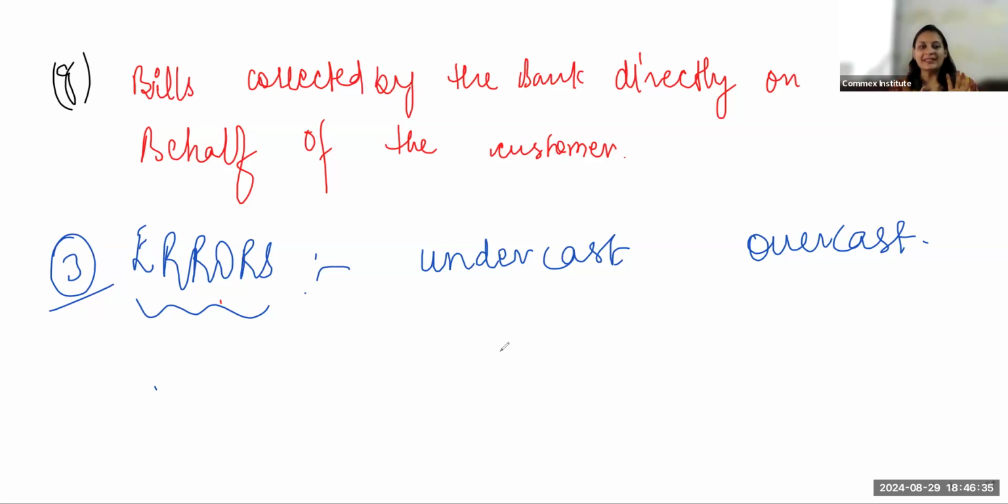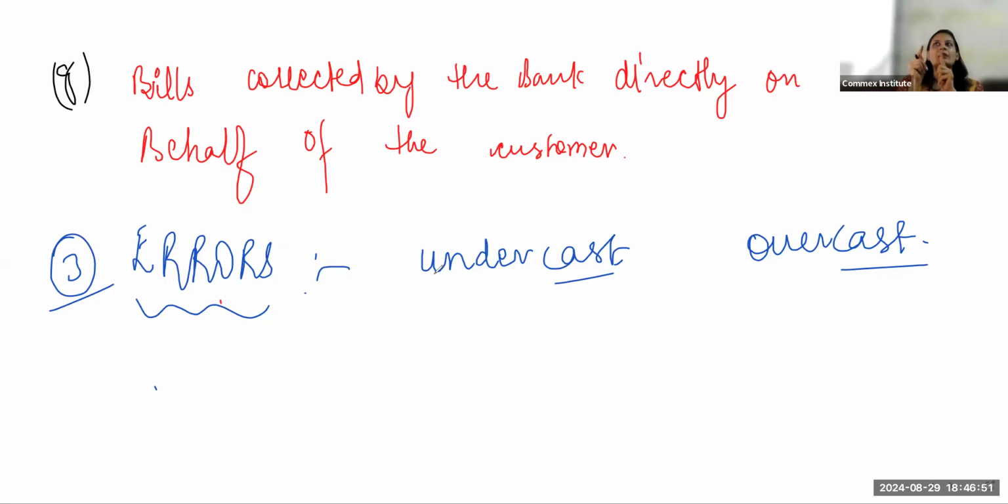And then we do balancing. Okay. Then what does this cast mean? Casting का क्या मतलब होता है? Casting का मतलब होता है totaling करना. Cast in accounting over here means adding it, summing it up.